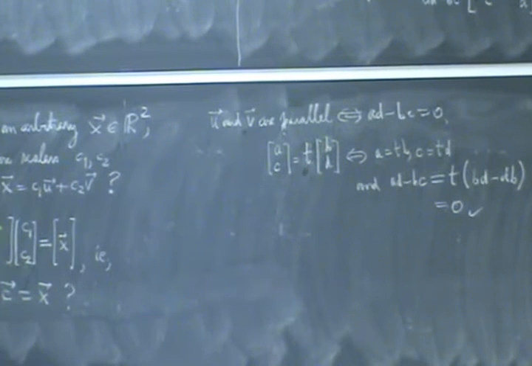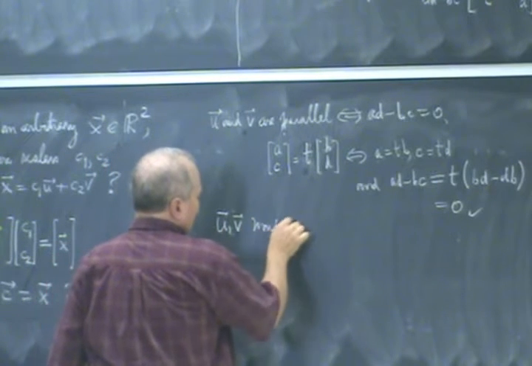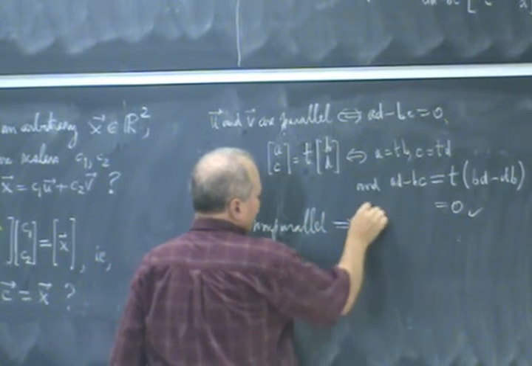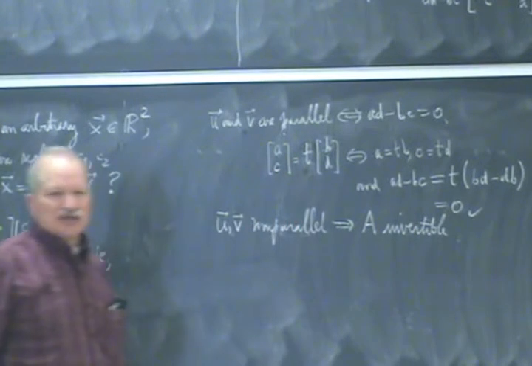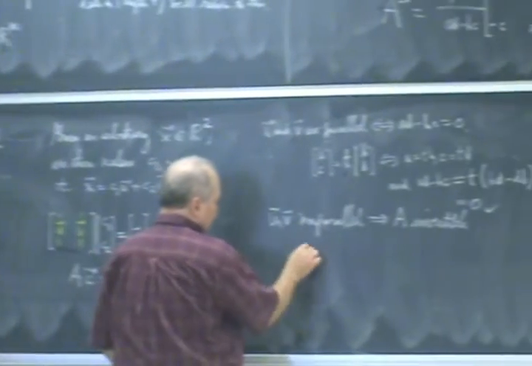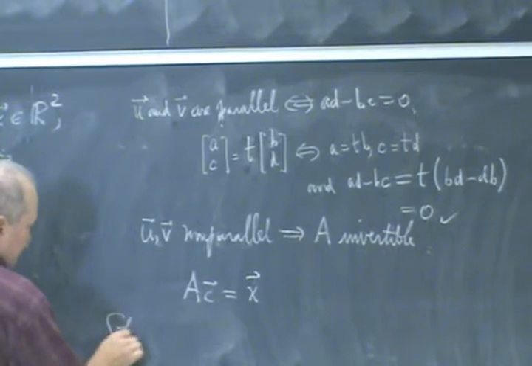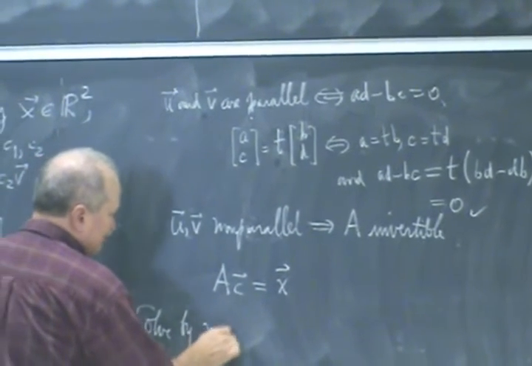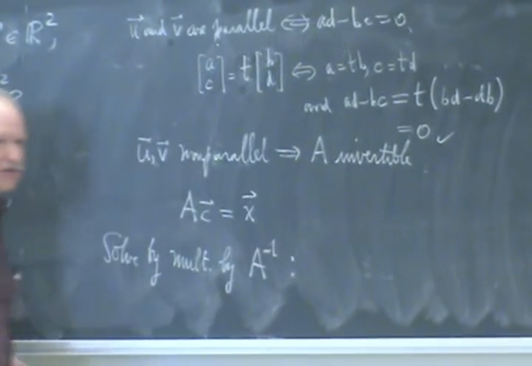So non-parallel means this matrix is invertible. And this means that you can now use algebra to solve the equation. So because A is invertible, I can take this equation and solve by multiplying by A inverse. And you will have web work to do such things.